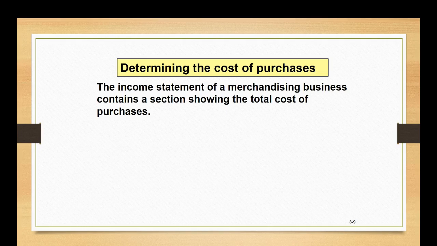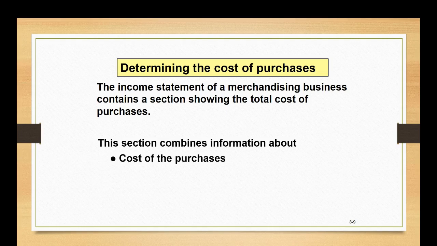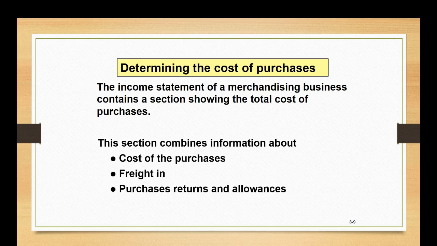And once again, in the analysis part of this problem, you'll be asked to determine certain components. So I wanted to refresh your memory a little bit about how the cost of purchases is determined. When you do the income statement or compute the components of an income statement, you'll be asked to figure out the total cost of purchases. This section of the income statement combines information about the cost of the purchases, the freight in, the purchases, returns, and allowances will be subtracted because it's a contra account, as well as any purchase discounts, which are discounts that we claim on payments made to our vendors or suppliers.